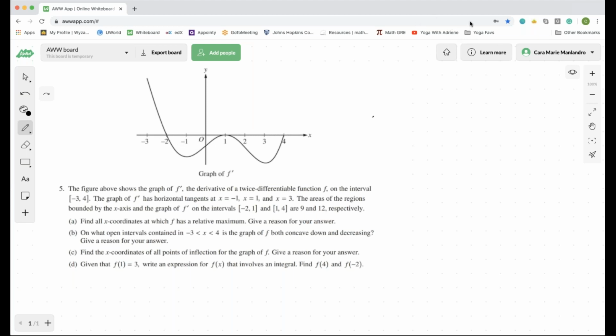And then we now want to find all x-coordinates at which f has a relative maximum. Give a reason for our answer. All right, so what x values could be our critical points? Let's just start with that. What are our critical points?